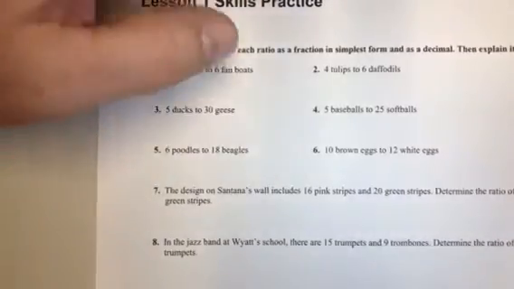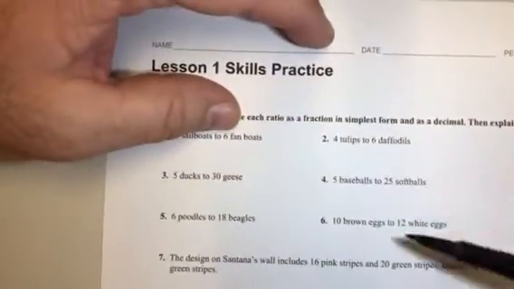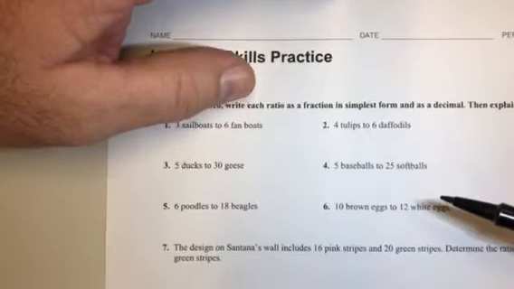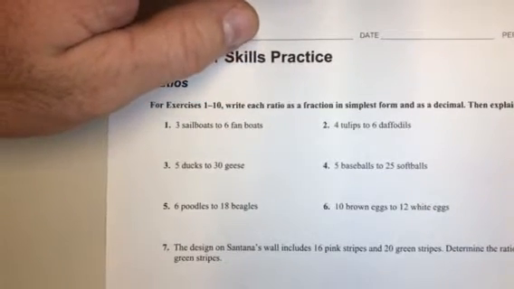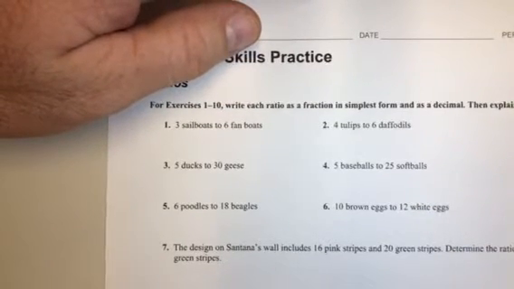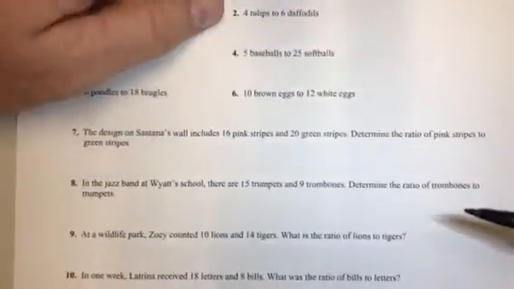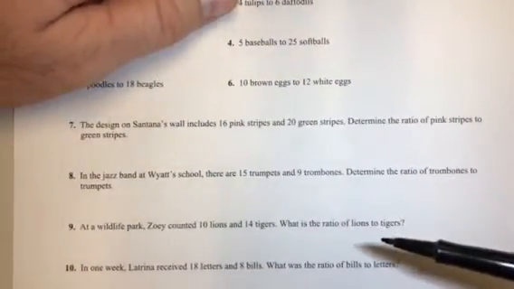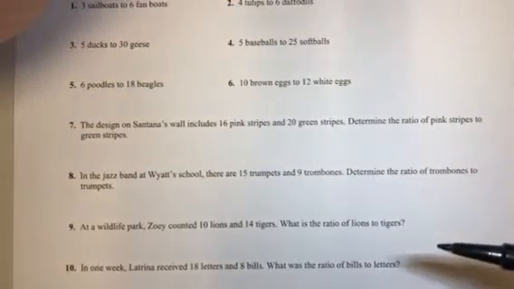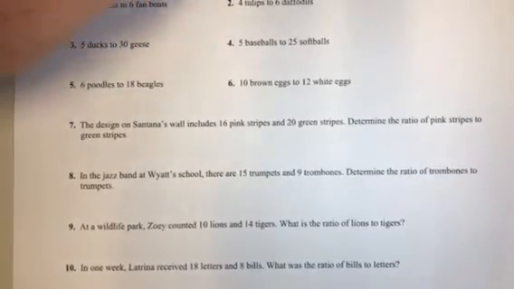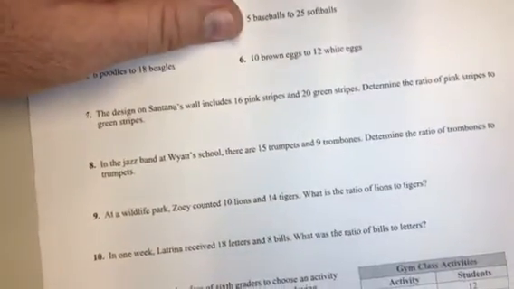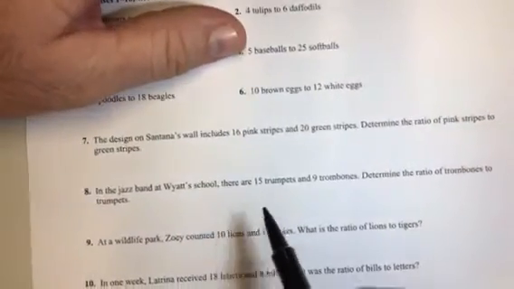as you need to. The easy problems are up at the top, just asking for you to write the ratio in simplest form, and then as a decimal, and then explain its meaning. But there's a couple of tricky ones down here. So I'm going to show you a couple of those, and then you can apply the steps and the procedures to all of the ones on the paper. First of all, let's look at number 8 for a second.